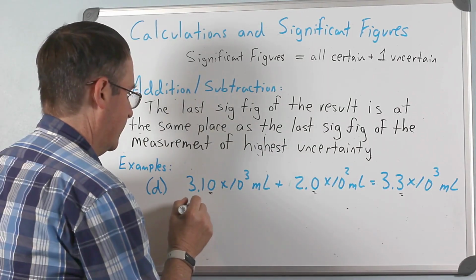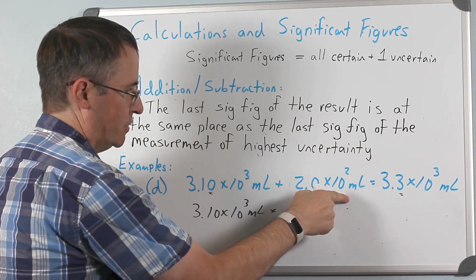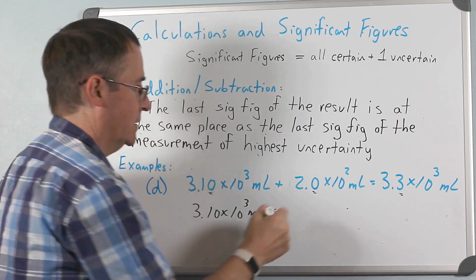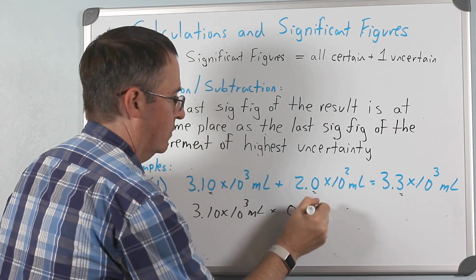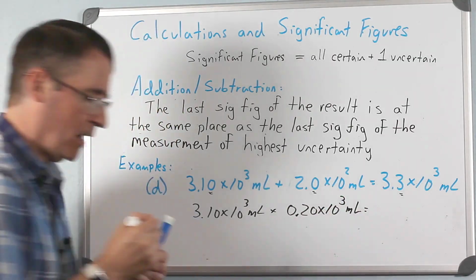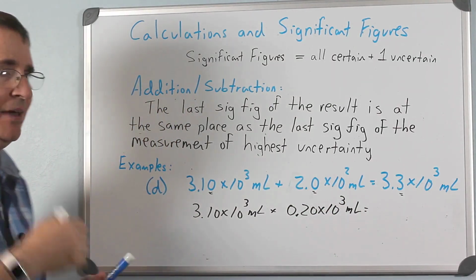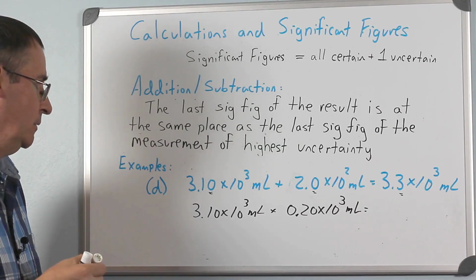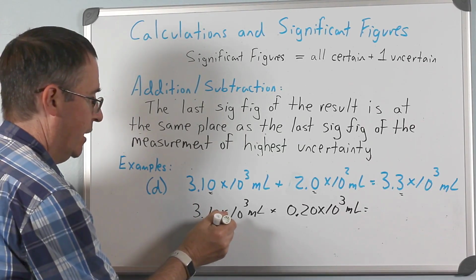So to do that, I'll rewrite the first number. I'll convert this number so it has the same exponent as the first measurement. So this becomes 0.20 times 10 to the third milliliters. Now that the exponents are equivalent, I can apply the same logic. We're good to the hundredths place.